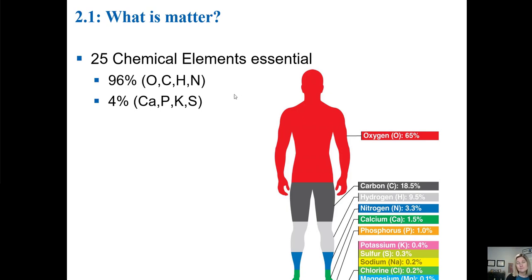And that's it. The other 4%, the majority of that is made of calcium, potassium, phosphorus, which is the P, and sulfur. Okay, so that's the other 4%, which adds up to about 100%. So basically we're just 8 elements total. But there are little trace elements that make up less than 1/100%.